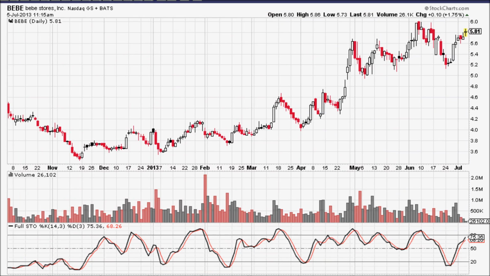The first thing you need to understand is what is overbought and what does oversold mean. The 20 line on the stochastics indicator, anything below that is considered oversold, which means the stock price has been driven down and it's time for a bounce. Anytime stochastics gets above the 80 line, that means that the stock is overbought and is due for a correction back to the downside for a bit to cool off overheated indicators.